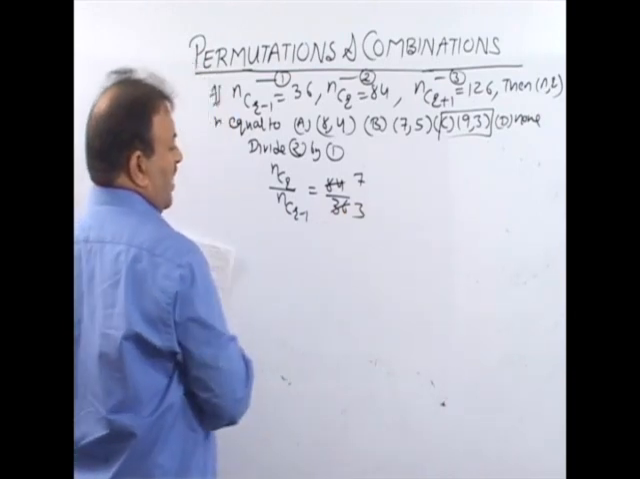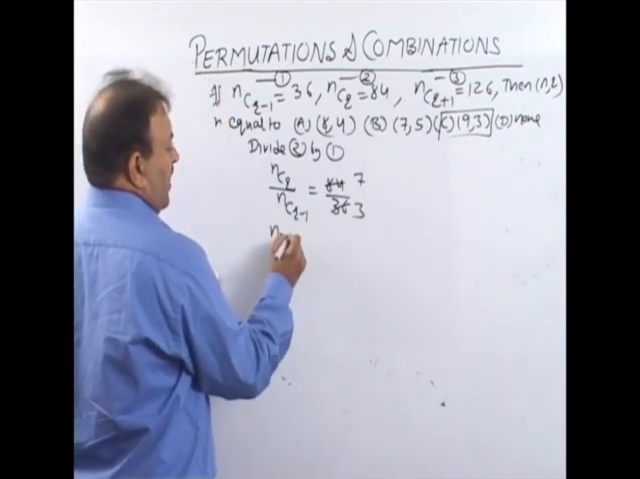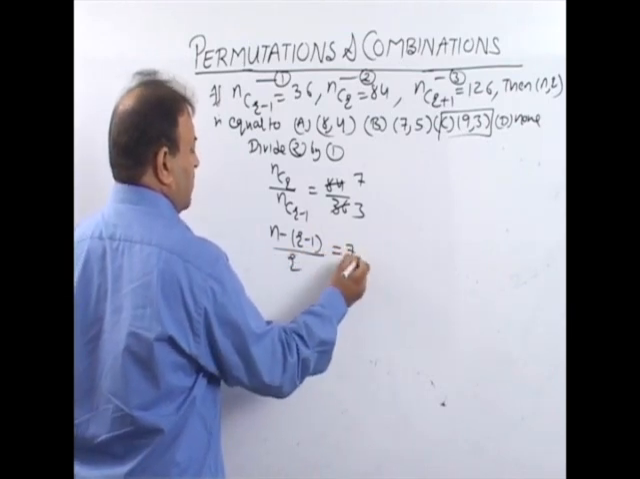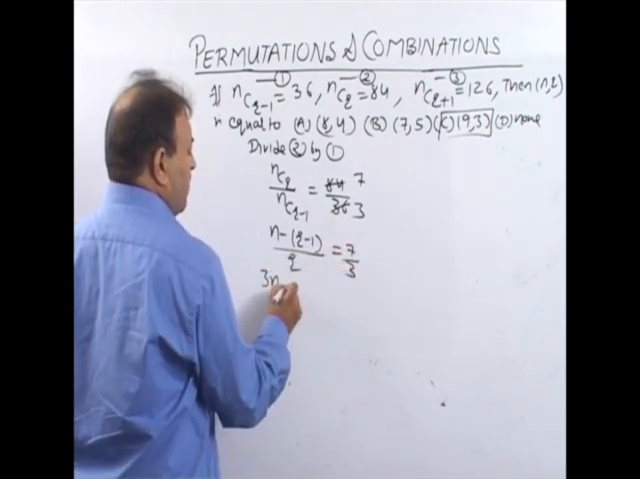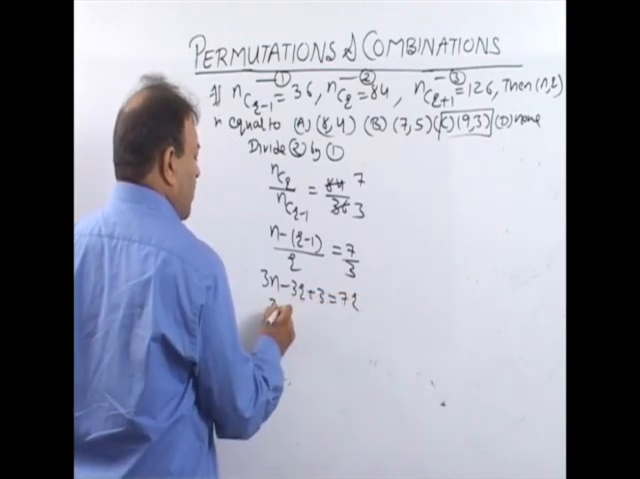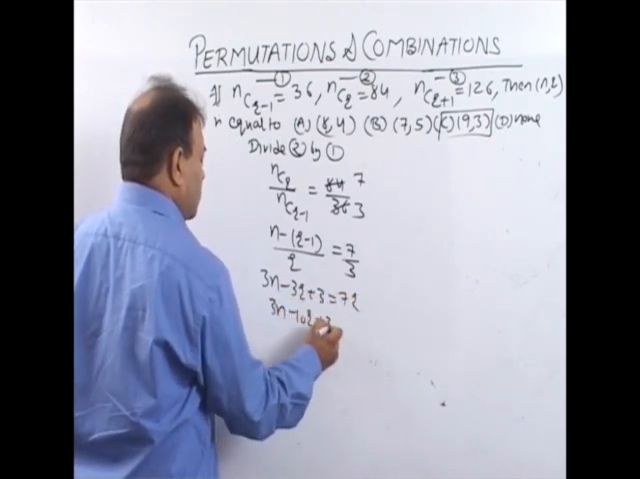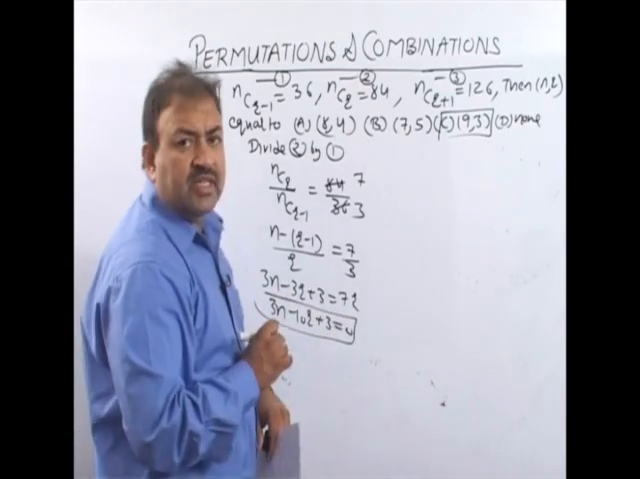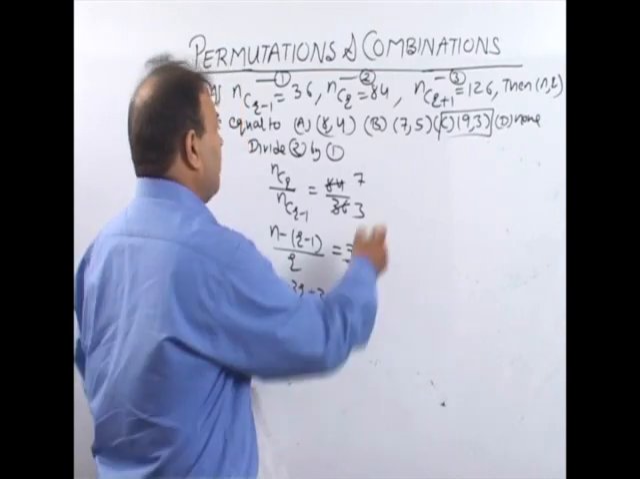We know that it is like this way. Now applying here, (n minus r minus 1) upon r is 7 by 3. This is 3n minus 3r plus 3 is equal to 7r. So 3n minus 10r plus 3 is equal to 0. So without calculation, this method really becomes easy for you.